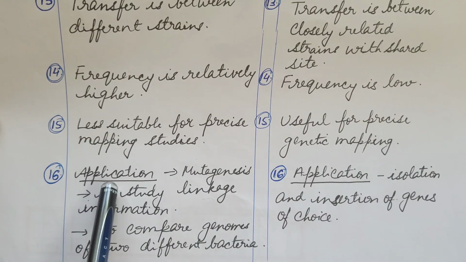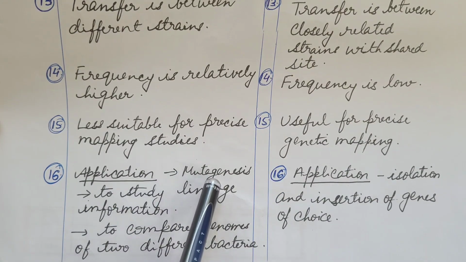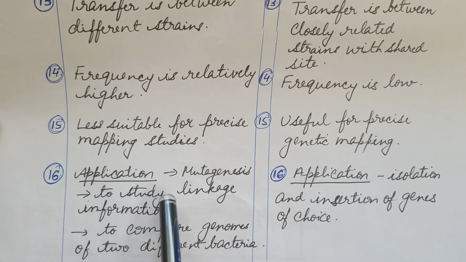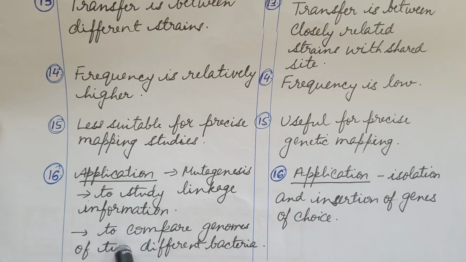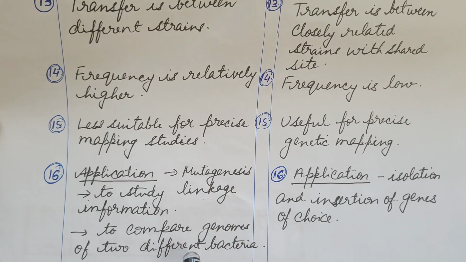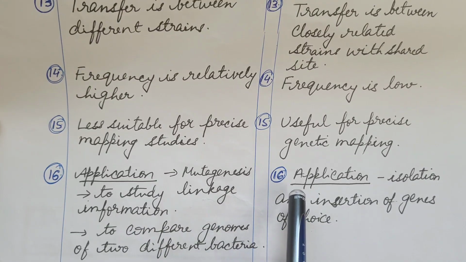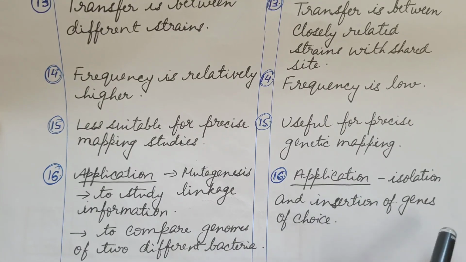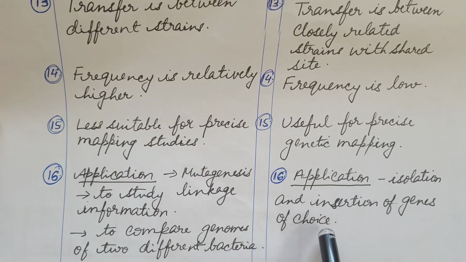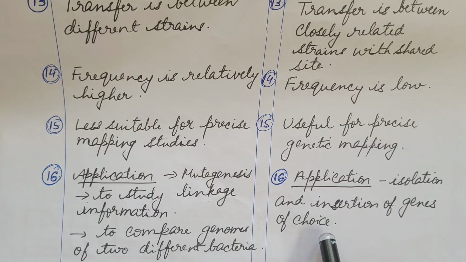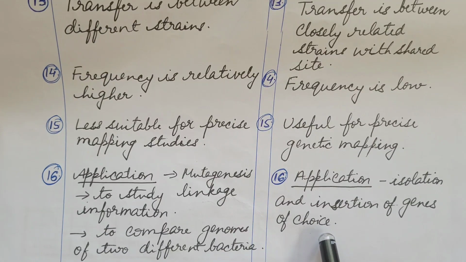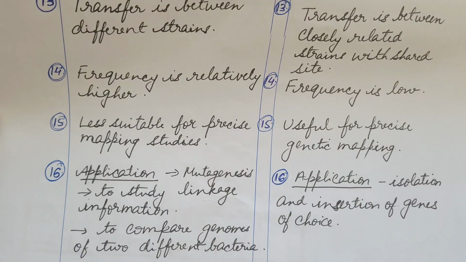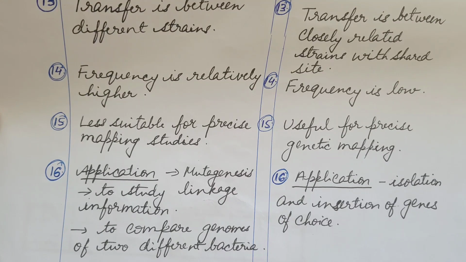So, applications of generalized transduction are in gene mapping, mutagenesis, to study linkage information and to compare genomes of two different bacteria. An application of specialized transduction is in isolation and insertion of genes of choice. Applications of generalized and specialized transduction we have discussed in detail in a previous video. If you want to understand it better, you can click the link given in the description box.